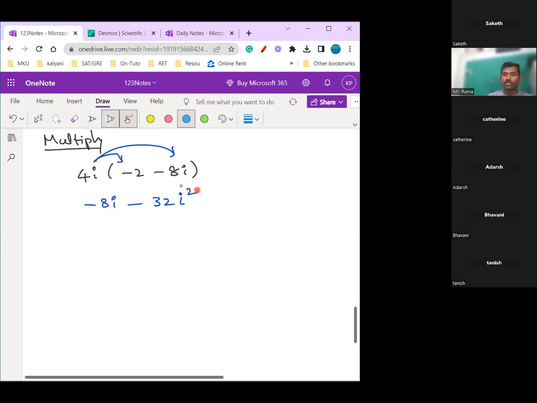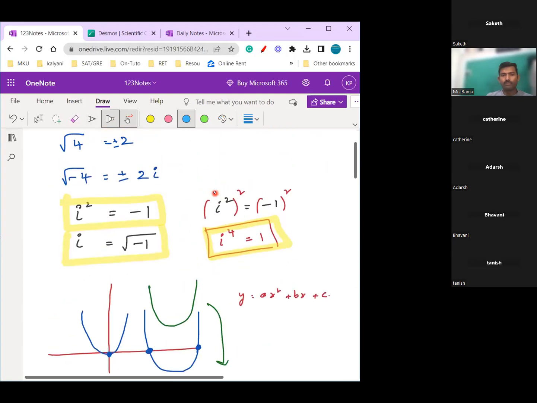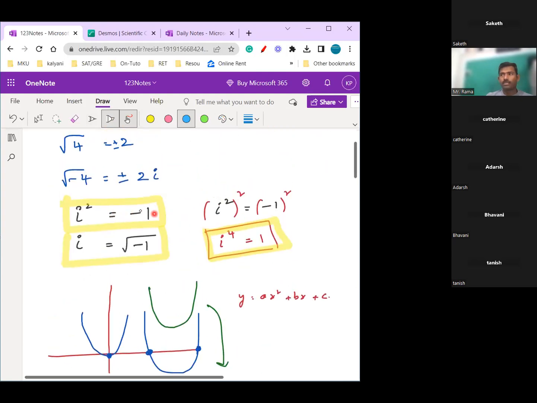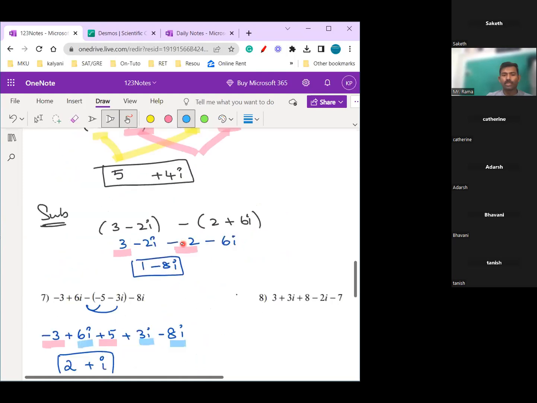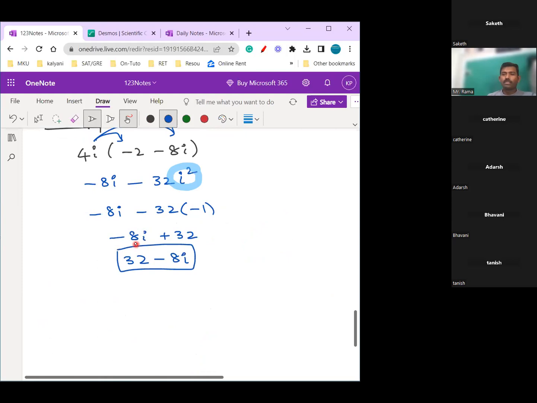But again, what's the i squared value? The i squared value I gave you at the beginning is negative 1. So we're going to use that negative 1 in place of i squared. So you're going to get negative 8i minus 32 times negative 1. Does that make sense? It's really important that you guys understand this. So double negative is positive. That's going to be negative 8i plus 32, or I can write it 32 minus 8i. This is the best way for me. Okay. This is the multiplication.